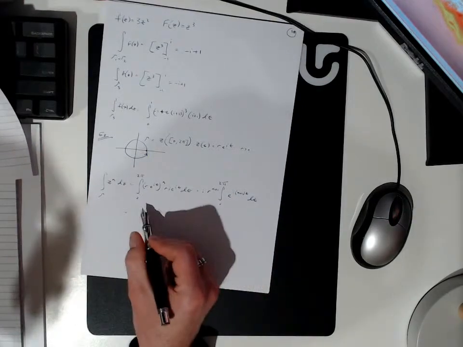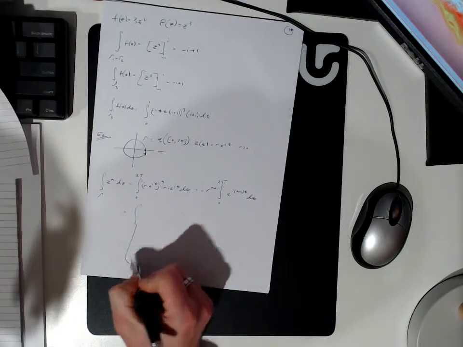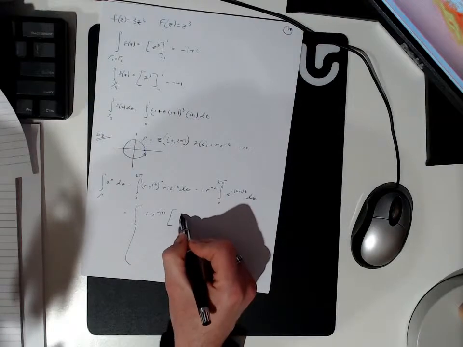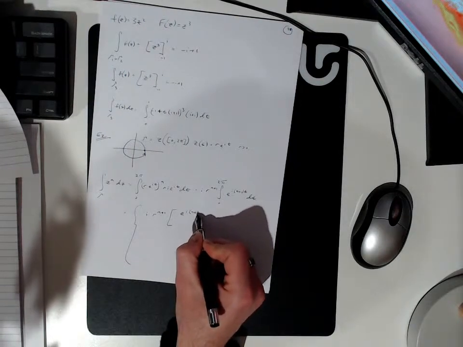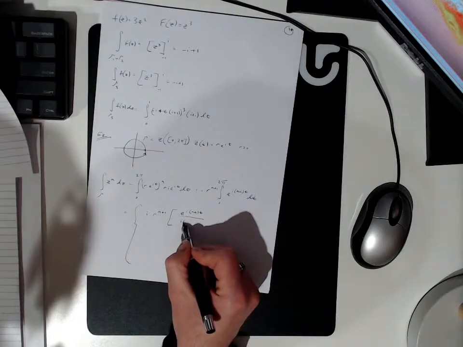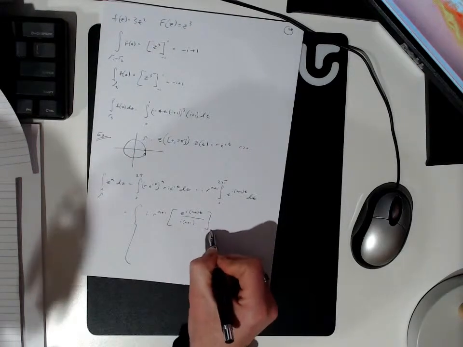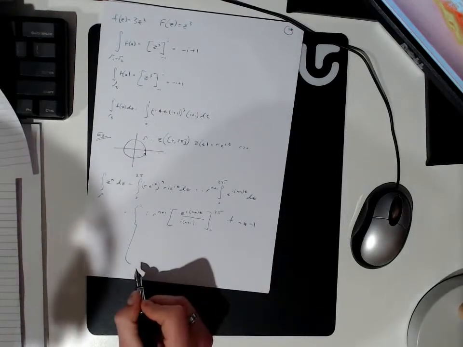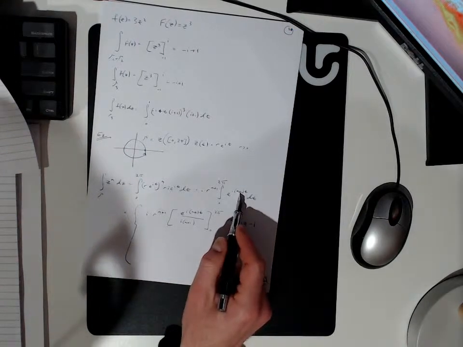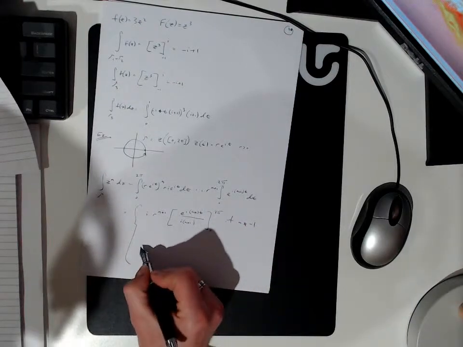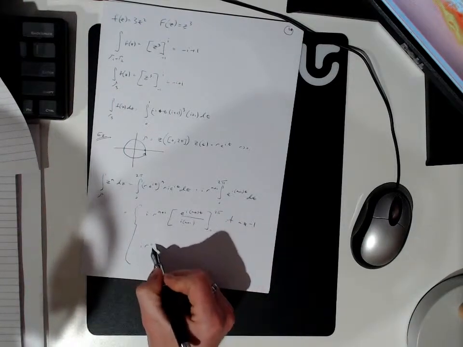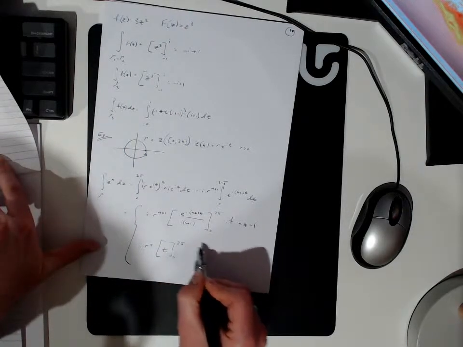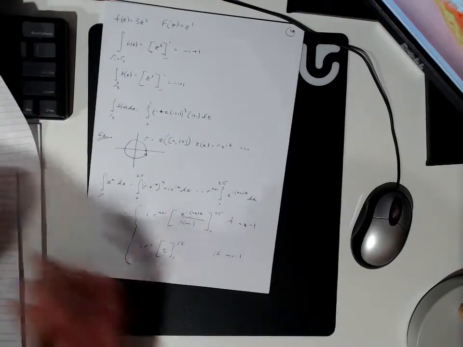This has an antiderivative, so we can work that out. This is going to be equal to i r to the n plus 1 times e to the i (n plus 1) t over i (n plus 1), evaluated from 0 to 2 pi, if n is not equal to minus 1. And if n is equal to minus 1, then the exponential is 1, so it's just t. This will be i r to the 0, so that's just going to be 1, times t from 0 to 2 pi, if n is equal to minus 1.